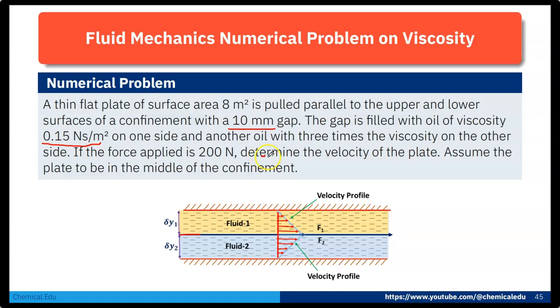Now determine the velocity of the plate. So assume the plate to be in the middle of the confinement. Okay, so now here, this gap is 10 mm. So what will be the dy1? dy1 will be 5 mm and dy2 will be 5 mm. Okay, so now here is the solution.